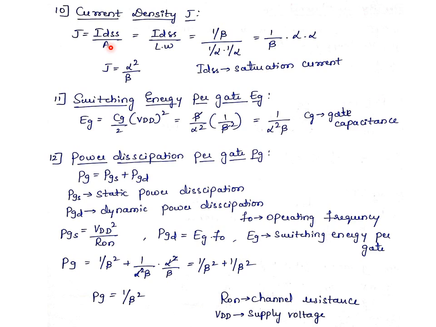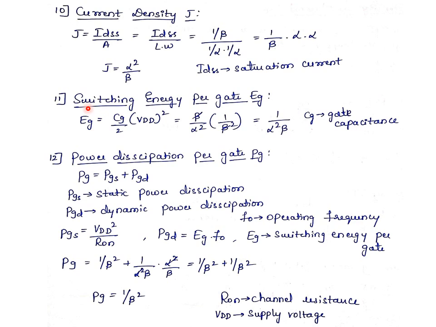We represent area in terms of length and width. Both of these, length and width, are scaled by factors of 1 by alpha and 1 by alpha. What about IDSS? It is scaled by a factor of 1 by beta, right? So when I simplify this, I'll be getting alpha square by beta. So current density is scaled by a factor of alpha square by beta.